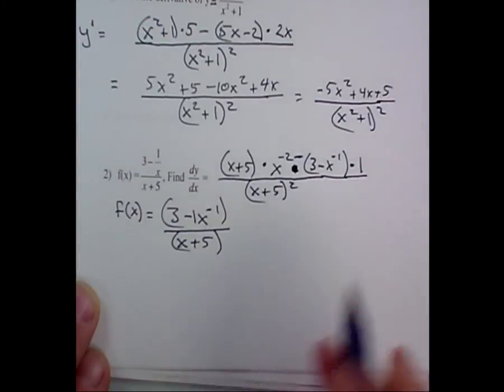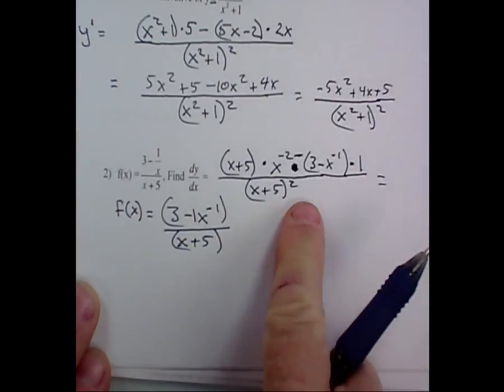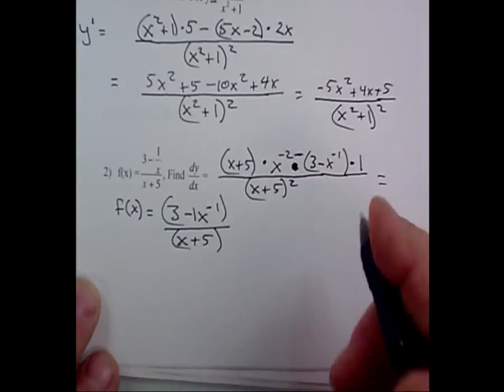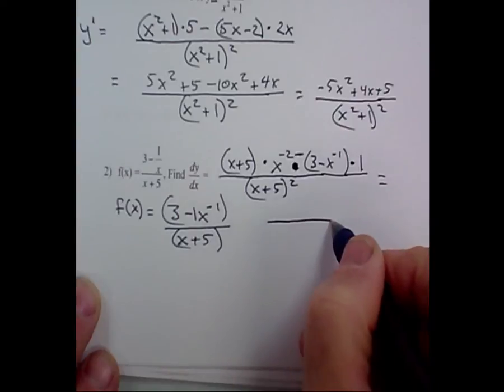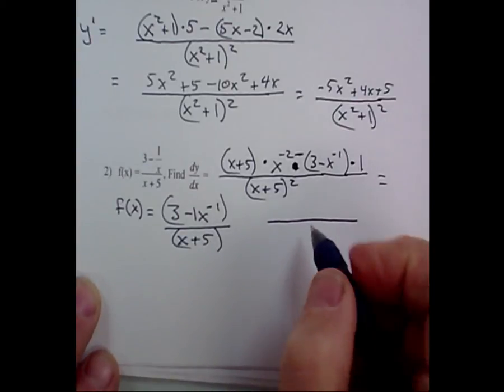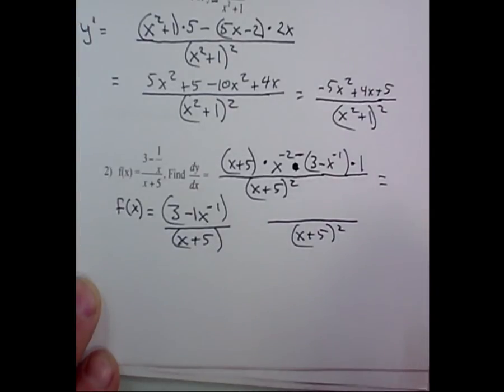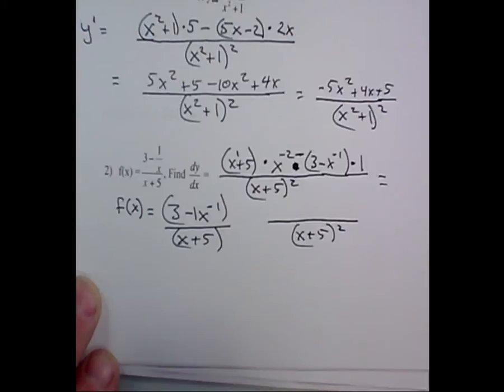All right, Ethan, what's the derivative of x plus 5? 1. So, remember, if you get to here, you got 7/10 of a point. So now this is what I have. Let's see if everybody's okay with this. x plus 5 squared. And if this has an exponent of 1, would you agree?